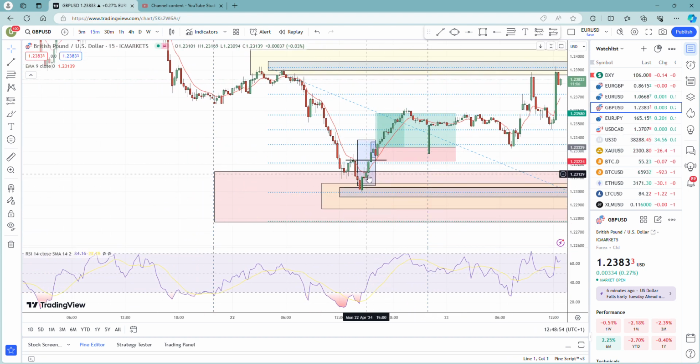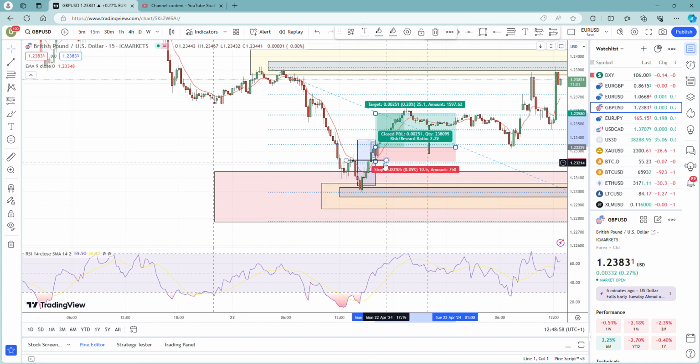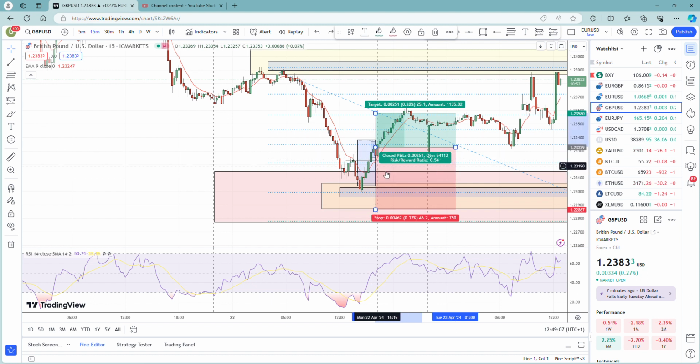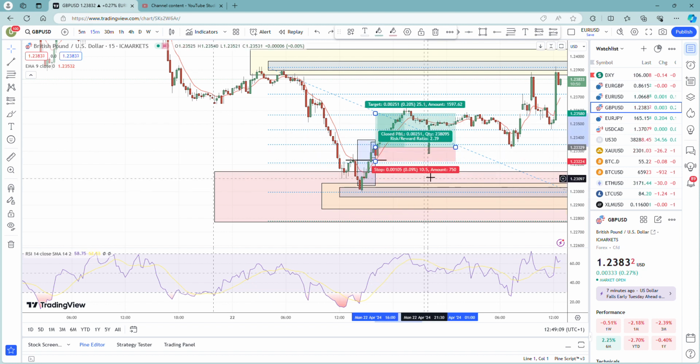It would have been better if I had my entry here. I would have made a lot more pips. If I show you, this is why you should always enter near the level. If I was here, I could have made 50 pips. But because I entered late, like 15-30 minutes late, my stop loss was just here.